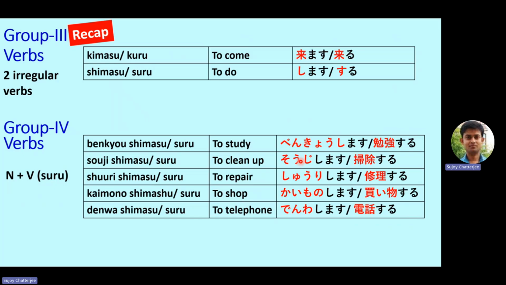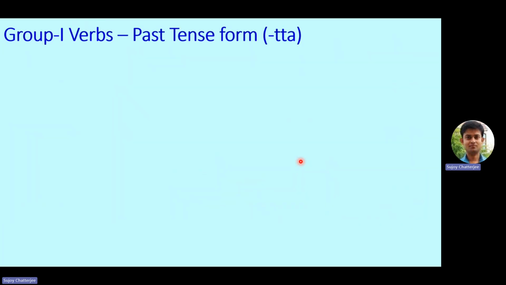So in this way, these are the 4 categories of verbs and their stem forms or base forms or plain forms in the present tense. So this we discussed in the previous lesson. So now we begin today's one, which is the group 1 verbs past tense form. So we will see how to convert the stem verbs to their past tense form for group 1.